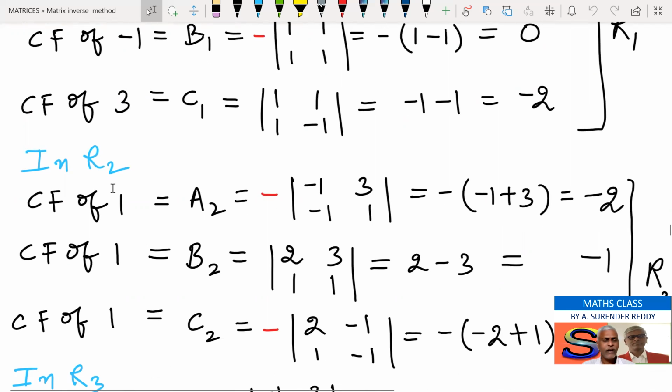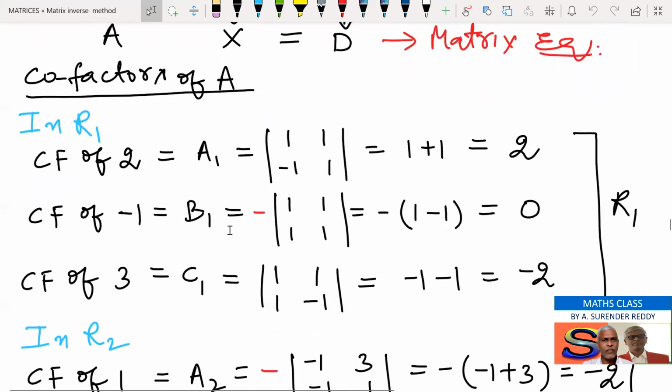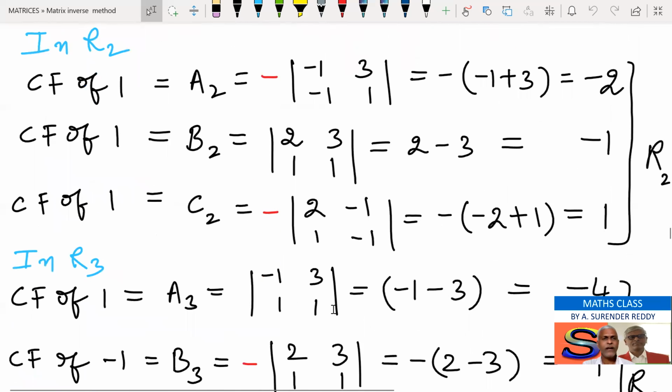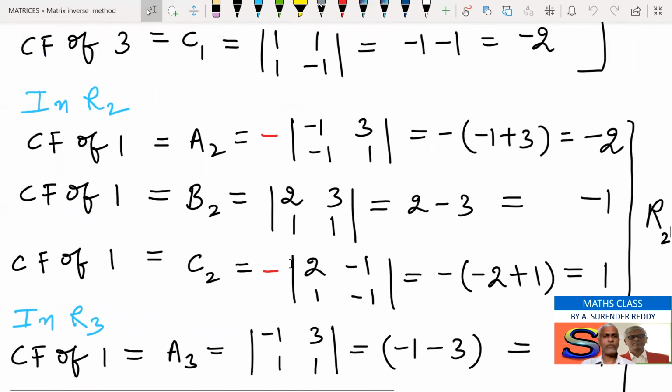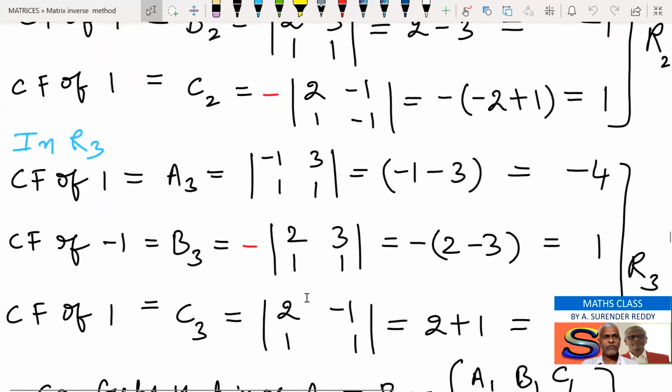Remember, for R2 we have to multiply first element and second element with minus. In R1 only second element. In R3 only second element. Only in R2 we have to multiply 2 cofactors with minus. So like this, after finding the cofactors of R2, then R3: minus 4, 1, 3. So these are the cofactors.